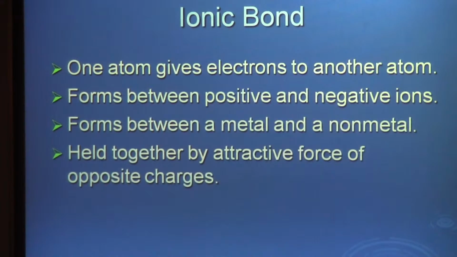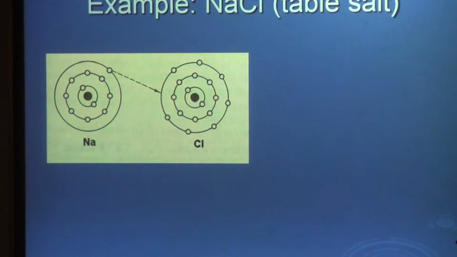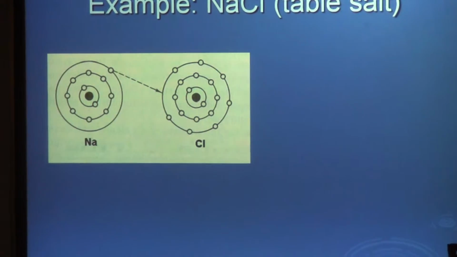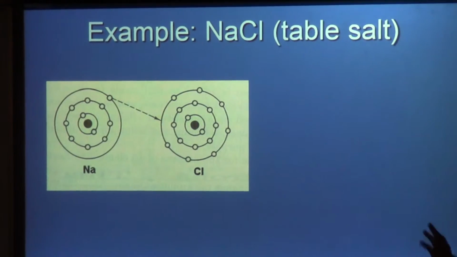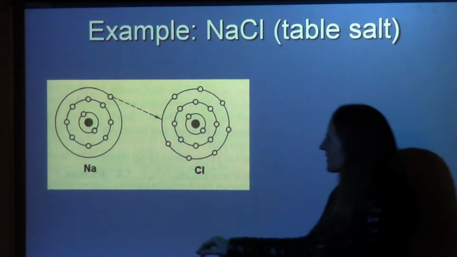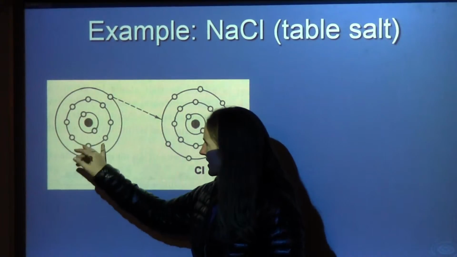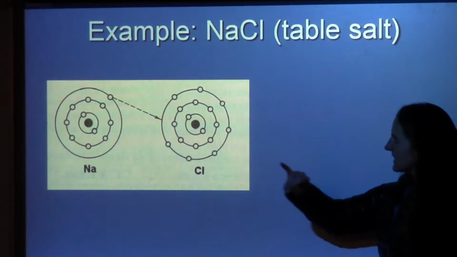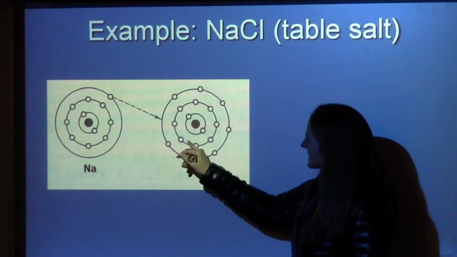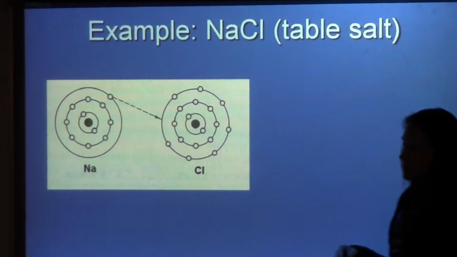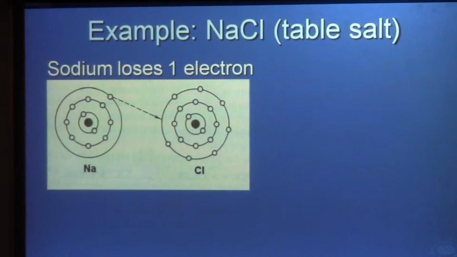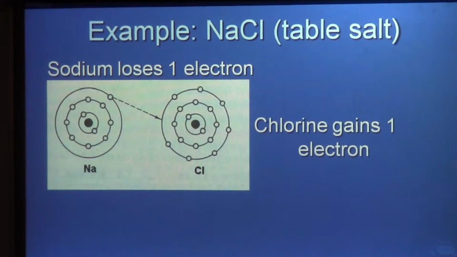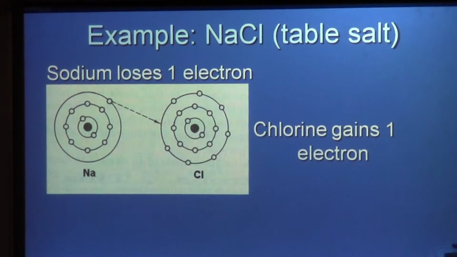So if we look a little bit closer at the ionic bond, an example would be sodium and chlorine. Sodium has one valence electron. If you look at its Bohr model, it's got 2 and then 8 and then 1 in the third shell. Chlorine has 2, 8 and then 7 in its third outer ring. Sodium wants to lose an electron. Chlorine's going to gain an electron. So when the two of them come together, that electron's going to go over to chlorine, fill it up.